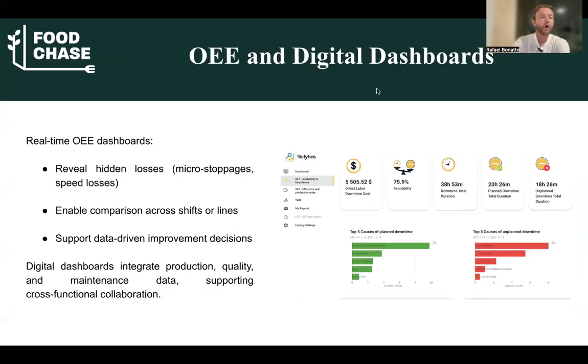Okay? OEE and digital dashboards, very important. Real-time OEE dashboards reveal hidden losses. This is a type of Power BI, a type of analytics. You can see the direct labor, the availability, downtime, planned downtime, unplanned downtime. You can actually see the cause of unplanned downtime. You can check, you have the indicators. You can check what this indicator is composed of to understand what you have to act on to decrease the problem you're having.